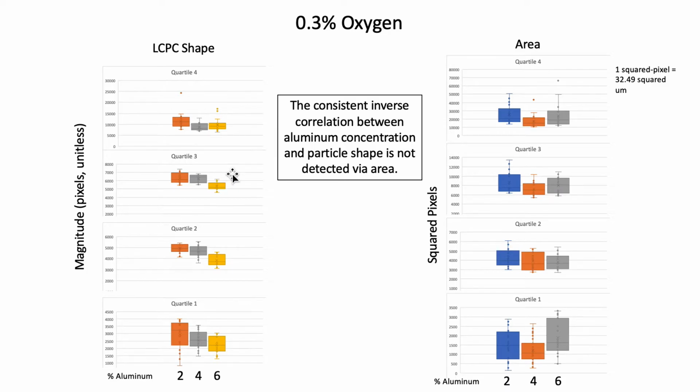We found another interesting effect in the 0.3% oxygen condition. As you increase the concentration of aluminum from 2.4 to 6%, you see a linear decrease in the magnitude of particles, clearly exhibited in 3 of the 4 quartiles. But if you compare it to area, area does not detect this linear decrease of particle area. So this goes to show that the LCPC transform measures shape in a way that's distinct from area and can measure things that area cannot, can measure what the human eye cannot see.